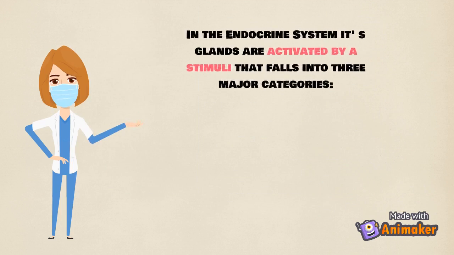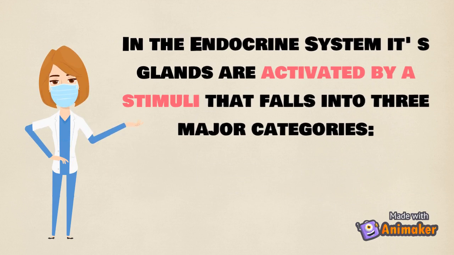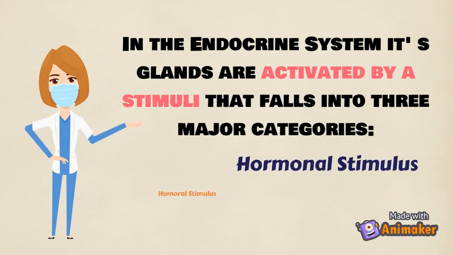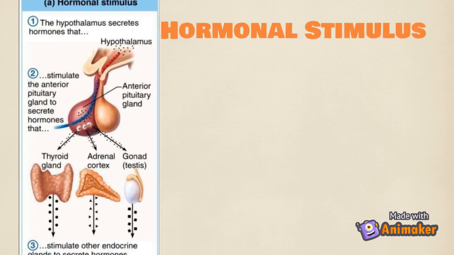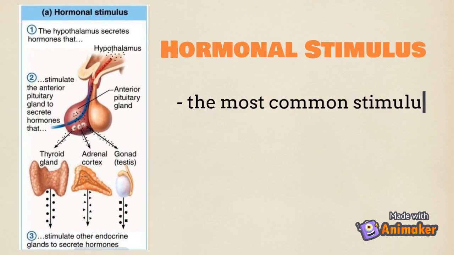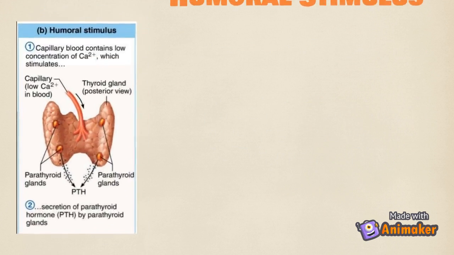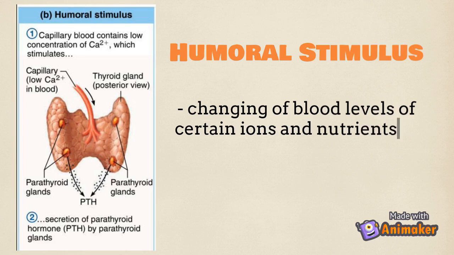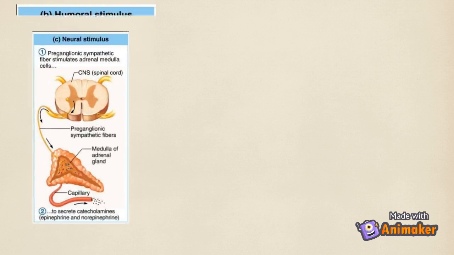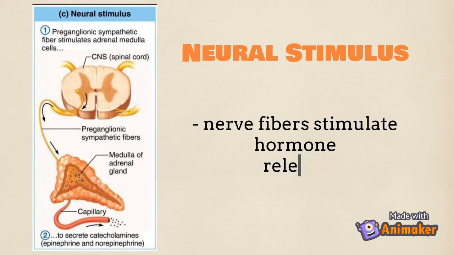In the endocrine system, its glands are activated by stimuli that fall into three major categories: hormonal stimulus, humoral stimulus, and neural stimulus. Hormonal stimulus, the most common stimulus, and hormones released by this mechanism tend to be rhythmic. Humoral stimulus, changing of blood levels of certain ions and nutrients to stimulate hormone release. And neural stimulus, nerve fibers stimulate hormone release.